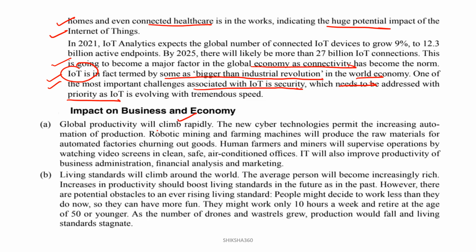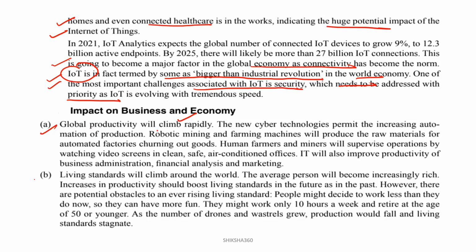That is basically producing the goods. Human farmers and miners will supervise operations by watching video screens in a clean, safe, air-conditioned office. Information technology will also improve the productivity of business administration, financial analysis, and marketing.